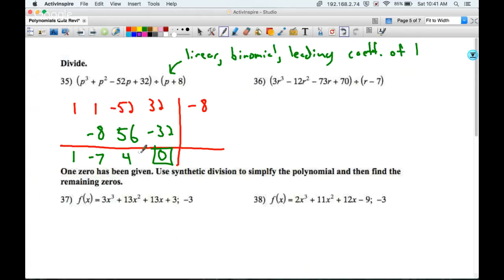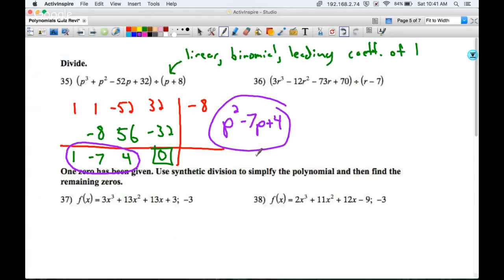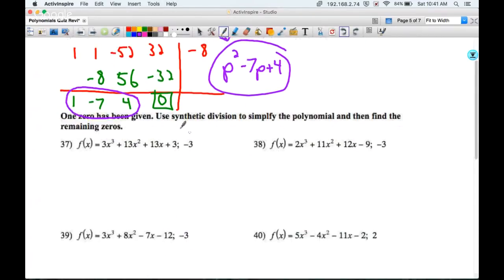And now these numbers here are the coefficients of the resulting quadratic, p squared minus 7p plus 4. That is our answer. All right, so we divide that whole thing by that, we get this answer. All right, one zero has been given. Use synthetic division to simplify the polynomial and then find the remaining zeros. All right, it kind of just tells you what to do there, which is nice.